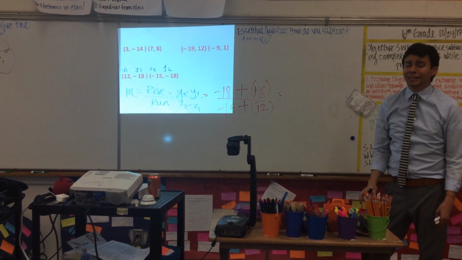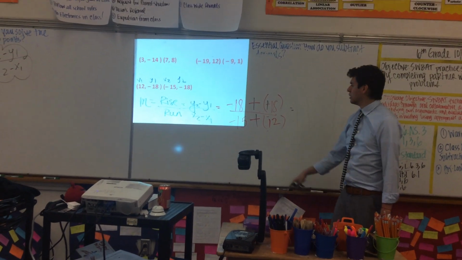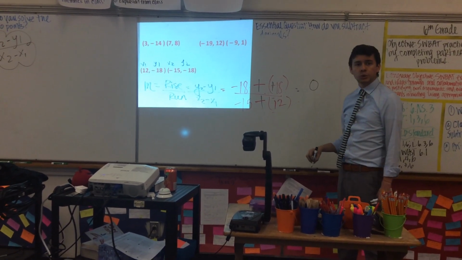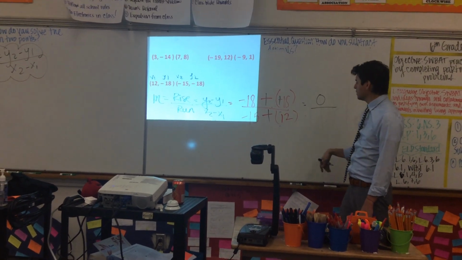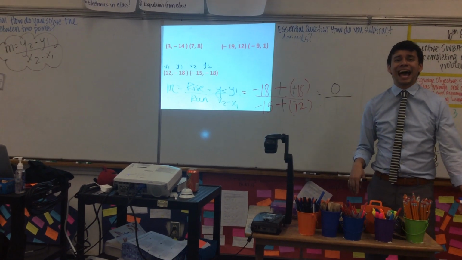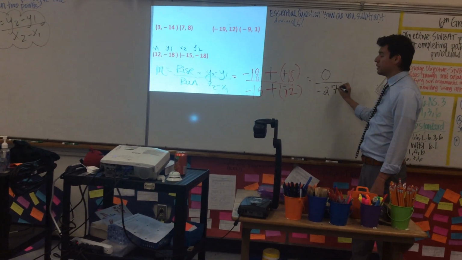Same sign or different signs? They're different, so you subtract. What the heck? Negative 18 plus 18 is 0. Oh shoot, 0. It's okay, don't be scared. It's just 0. Negative 15 plus negative 12: same sign, so you add. So negative 15 plus 12 is negative 27.